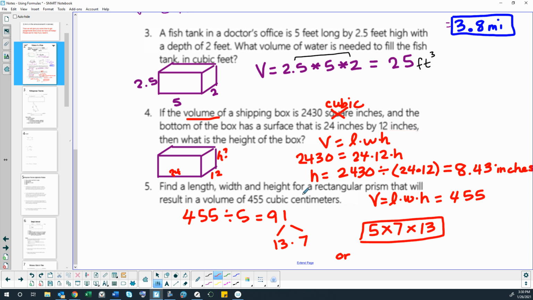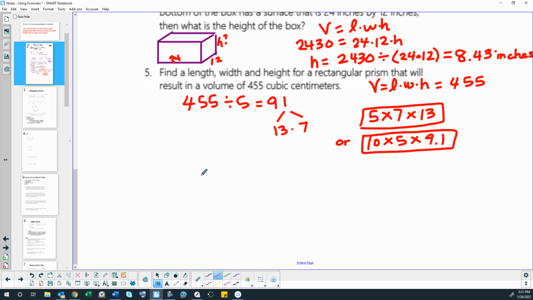So what if instead of that we did 455 divided by 10? Then that gives us 45.5 left over, and then we could divide that by 5, sure, and then we get 9.1. So what if we used something like 10 times 5 times 9.1? That would also give us the right answer. So there are infinitely many answers, as long as we don't care that it's not integers.